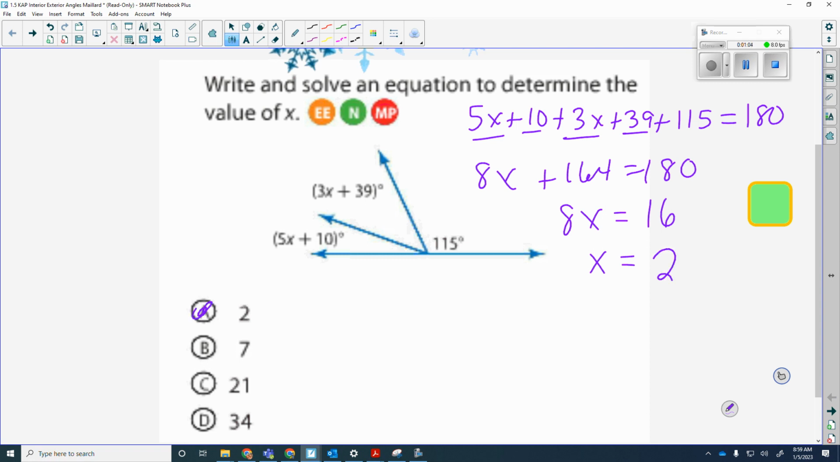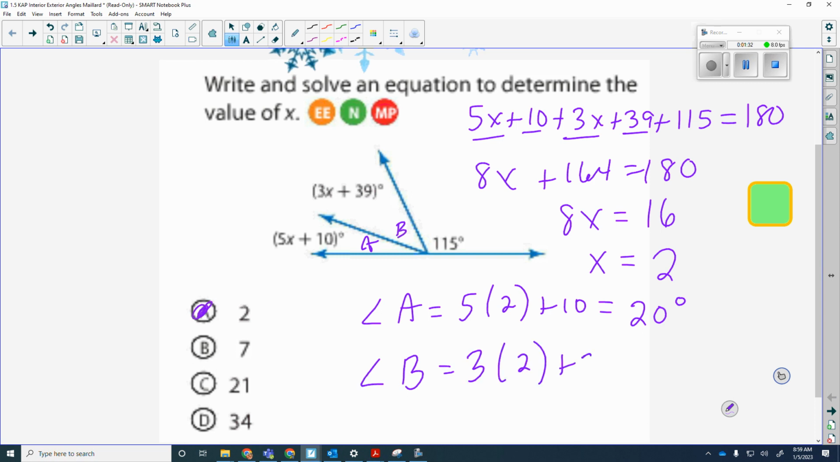Okay, so there was our answer, and it was multiple choice. Now, if the question said, what is the measure of each angle? Pretend this is like angle A, angle B. Angle A, what would you do to solve that? 5 times 2 plus 10. Good. 5 times 2, which is 10, plus 10 is 20 degrees. Don't forget your degree. Angle B would be 3 times 2 plus 39. So 3 times 2 is 6 plus 39 is 45.